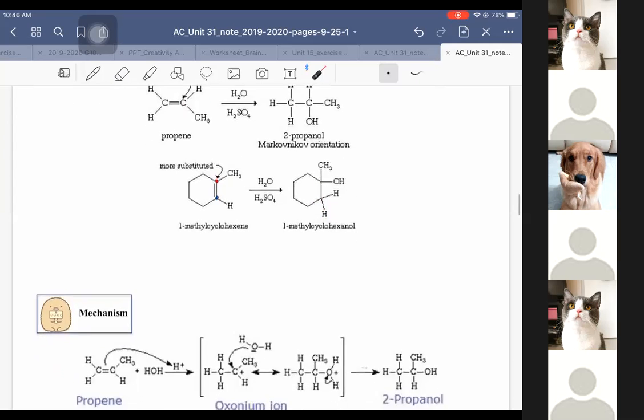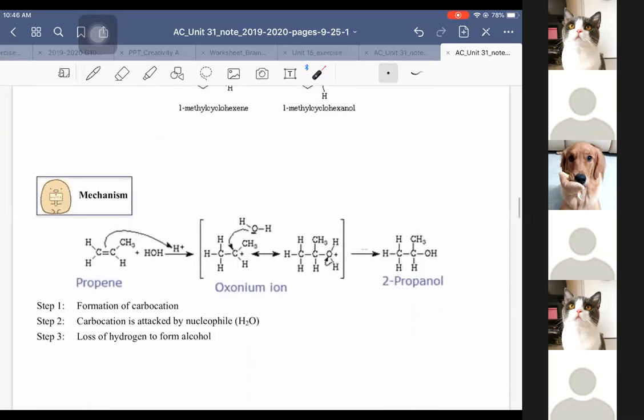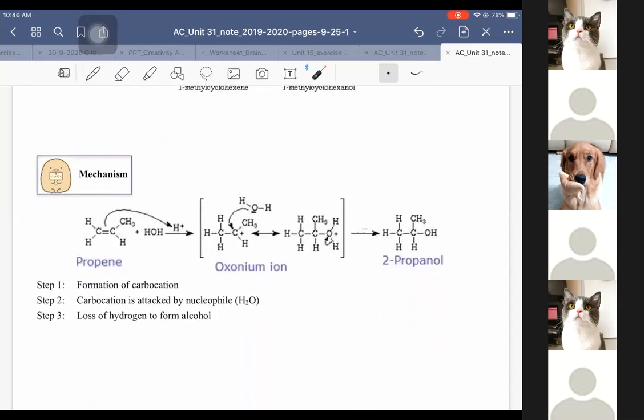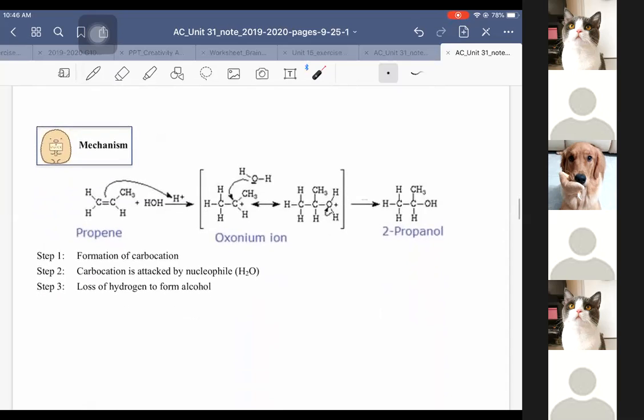So why would that happen? This mechanism is not required. I just show you what's happening in this reaction. First, the catalyst we put in will provide the hydrogen ion. The first step is to form the carbocation here. And then the water would attack this positively charged ion.